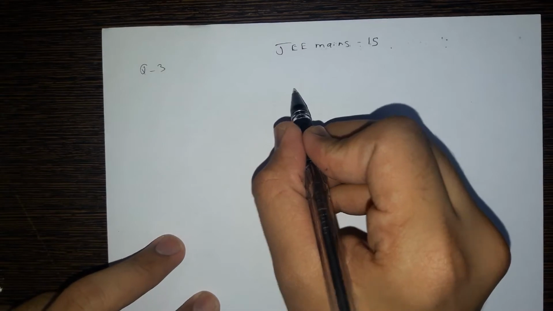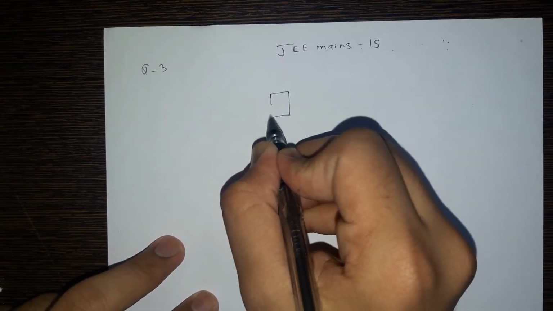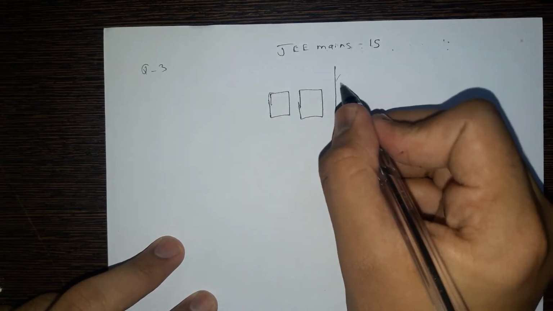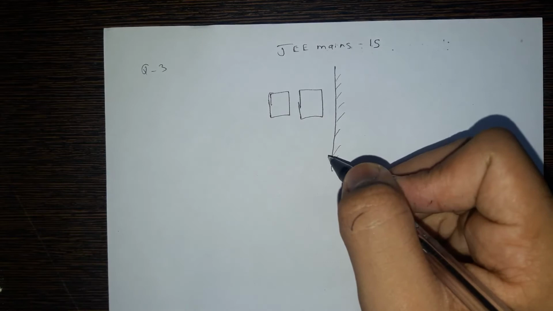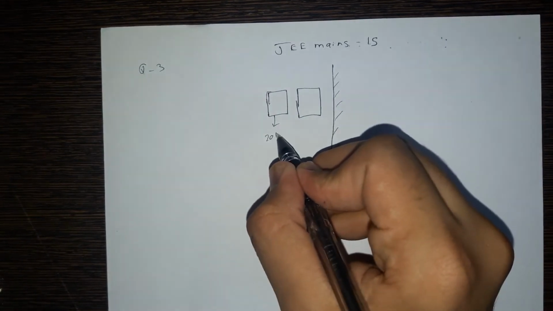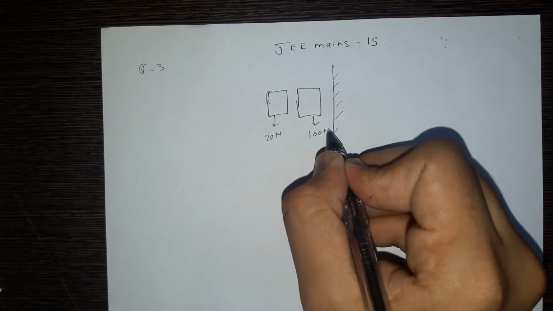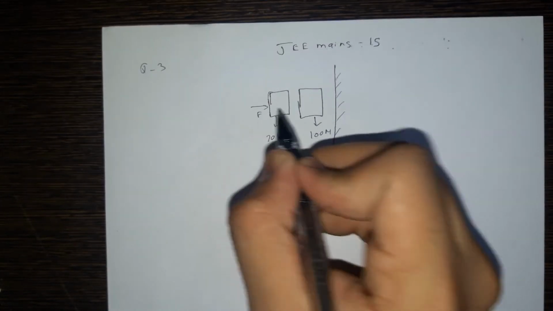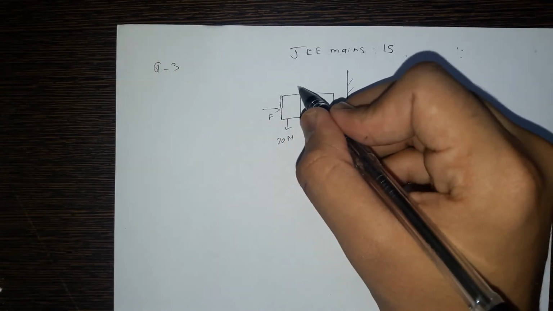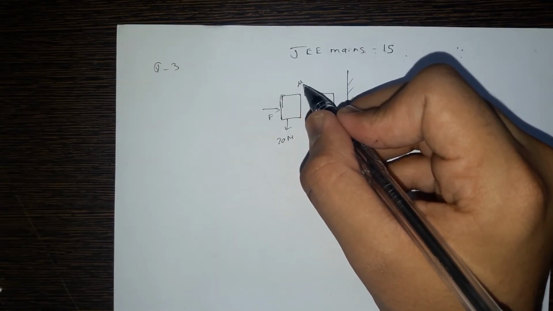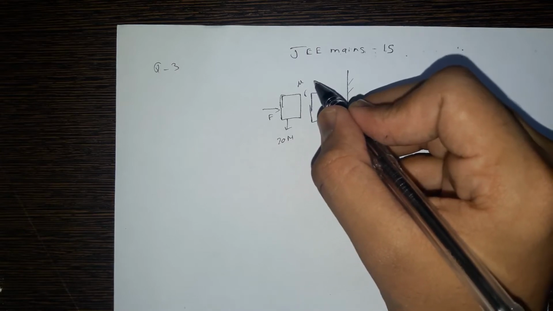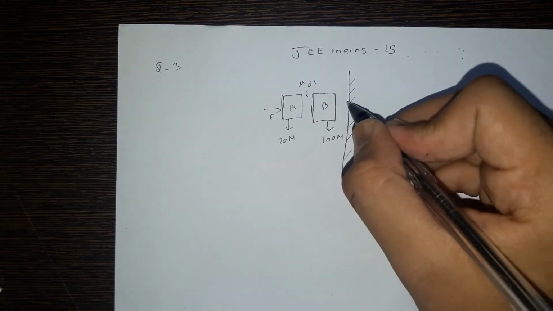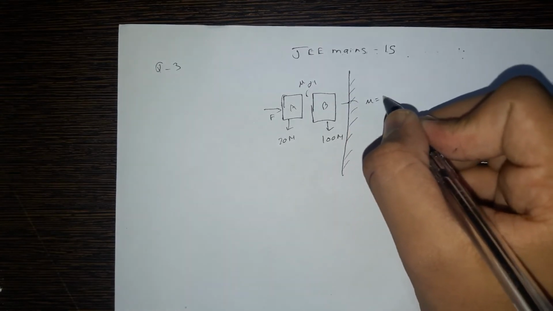This question says that we have two blocks and a rigid wall. The weights of the blocks are 20 newtons and 100 newtons respectively, and it has shown us a force applied. The coefficient of friction between these two blocks is 0.1, and the coefficient of friction between block B and the wall is 0.15.